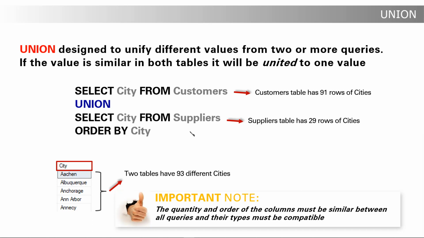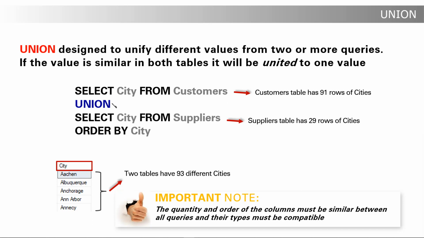In this example, we can see that we select city from customers. So the city from customers has 91 rows. And we union it with the select city from suppliers. We have in the customers table city, in the suppliers table city. And we have 29 rows of cities in the suppliers.